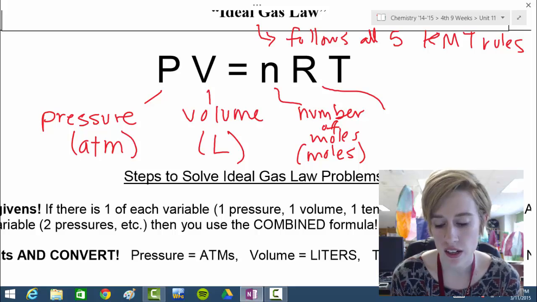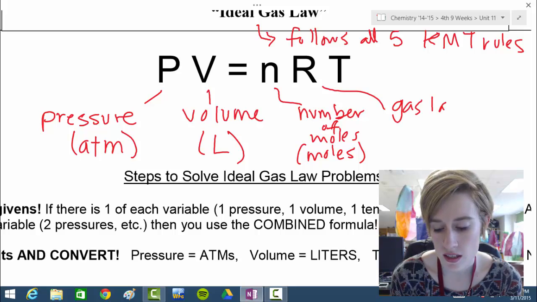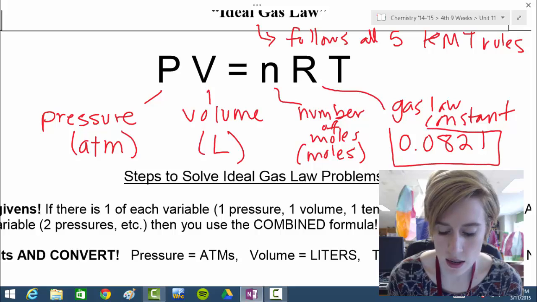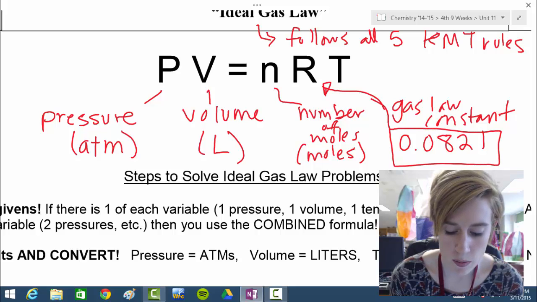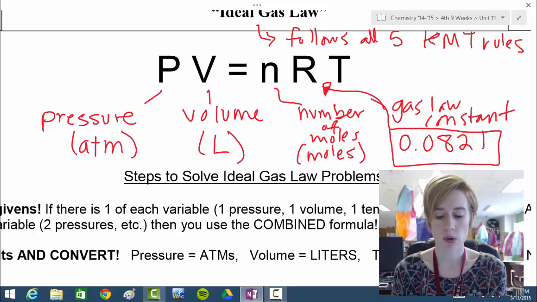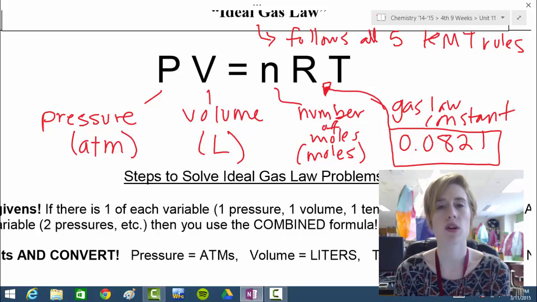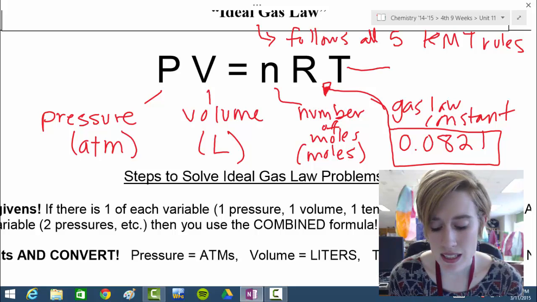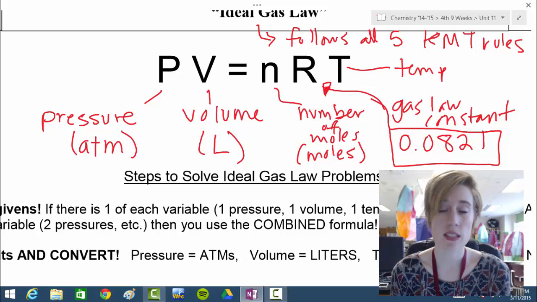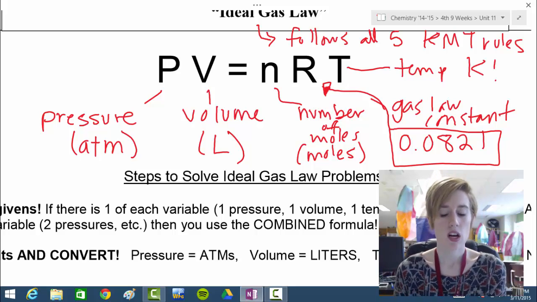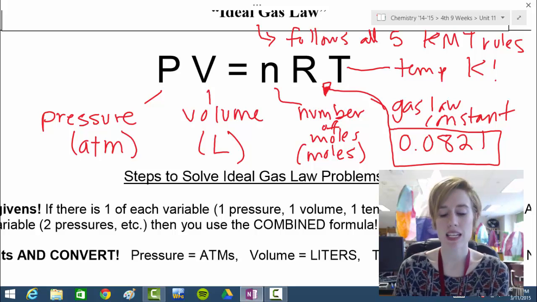R is known as our gas law constant. Our gas law constant is a number that will always stay the same. R will always be 0.0821. It's a constant that we have to use in this formula. So anytime you have R, it's 0.0821. And our last one is T, which obviously stands for temperature. And again, this isn't new, but temperature should always be in what unit? Kelvin! Always in Kelvin.